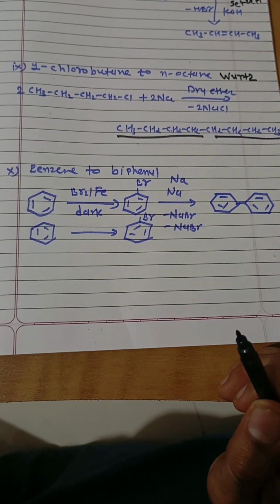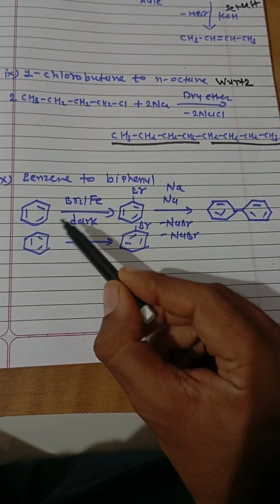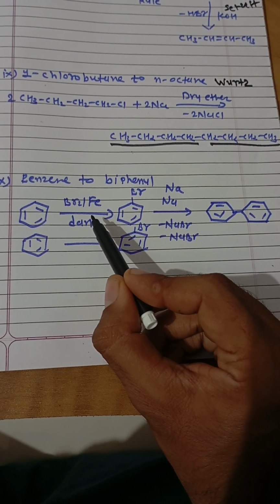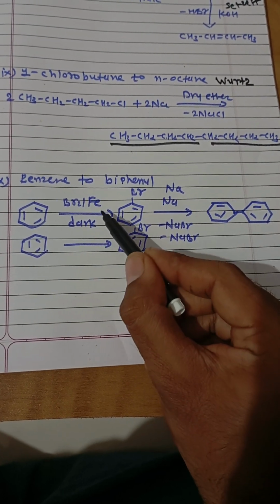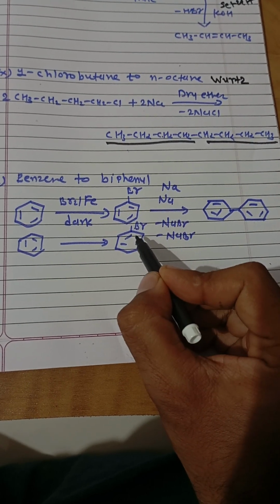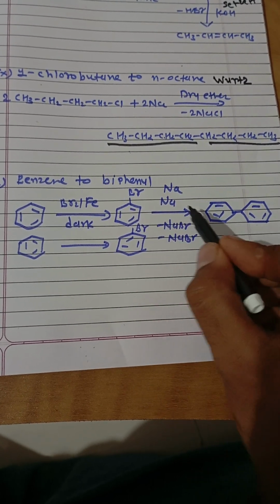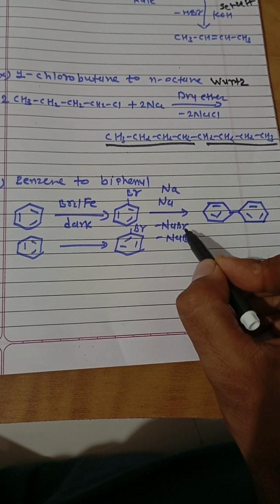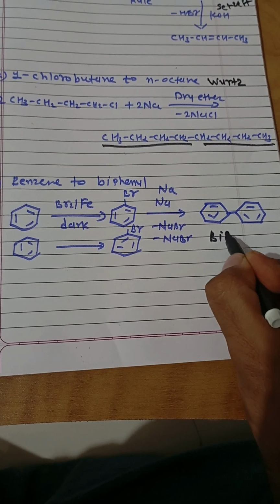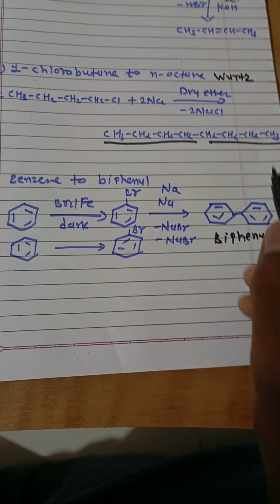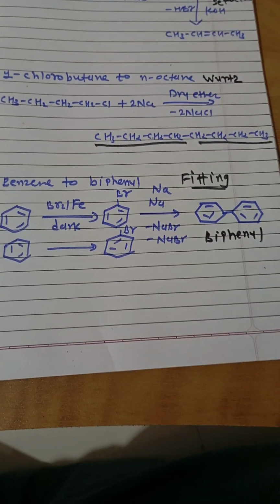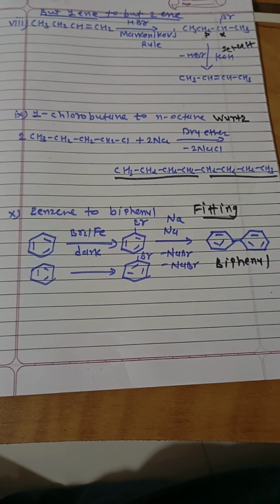Then the last reaction, benzene to biphenyl. There are 2 moles of benzene. In the presence of bromine and FeBr3 as a catalyst, in a dark medium, it first forms bromobenzene. These 2 moles of bromobenzene react with 2 moles of sodium. By removing 2 moles of NaBr, it forms our final product, biphenyl. This reaction is called the Fittig reaction.